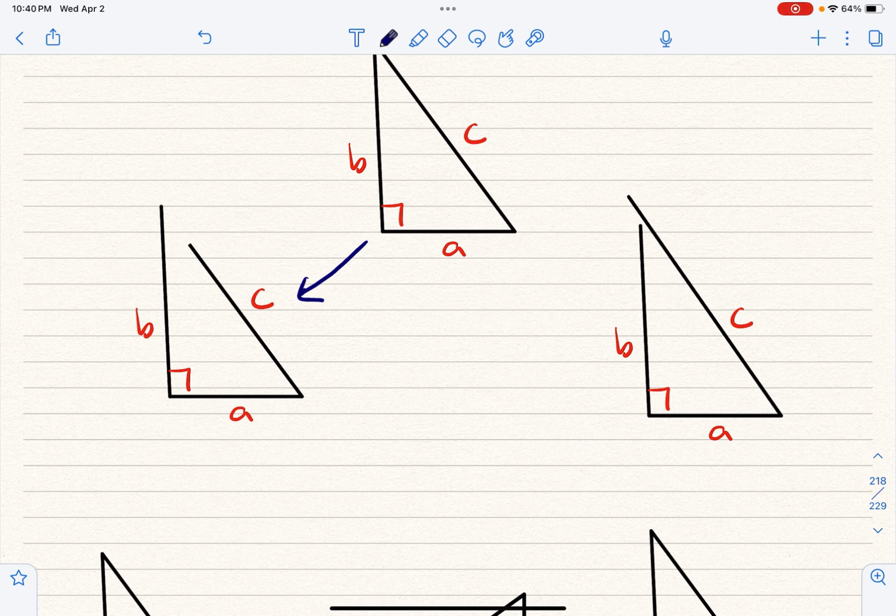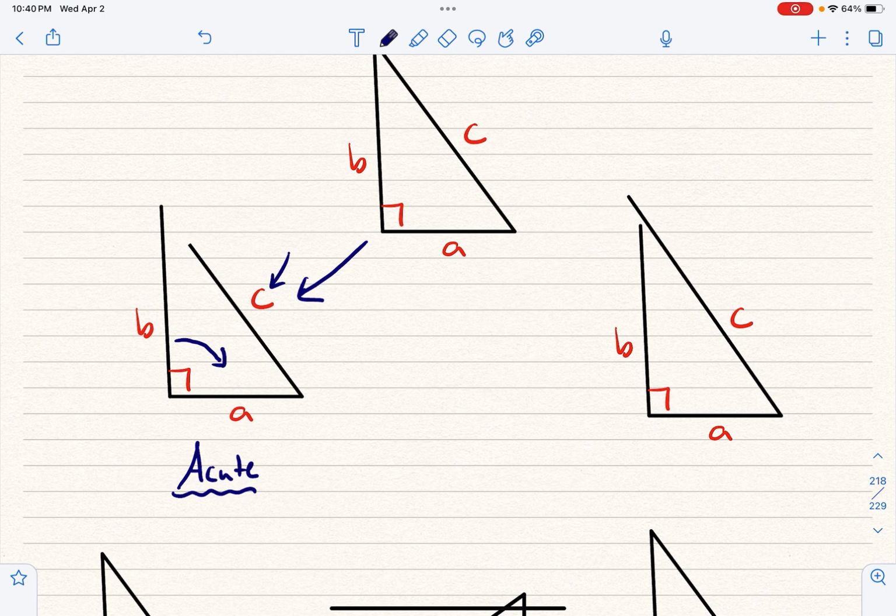What kind of triangle would that have to be? Well, I would have to move this angle this way to make those sides connect, which would make it smaller than 90, so it would be an acute triangle. In other words, if C, the hypotenuse, is too small, then I'd have to close in that angle and make it an acute triangle. So if the hypotenuse is too small, it's an acute triangle.